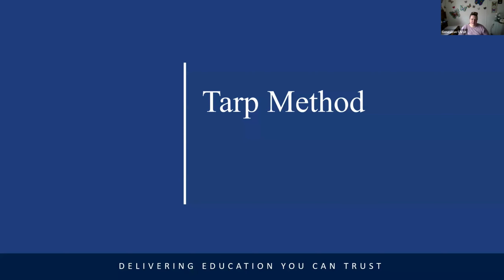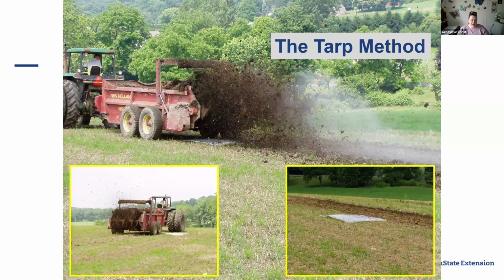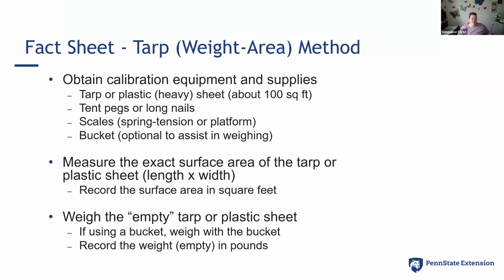So let's talk about the TARP method. This really is one of the more common methods out there. It's one that we can repeat frequently if we need to. It works really well with our dry manure, our solid manure, or our dry poultry litter. It does require a little bit of equipment. You need a tarp or a heavy plastic sheet of some sort, something that's about 100 square feet. So 10 by 10 would get us 100 square feet.